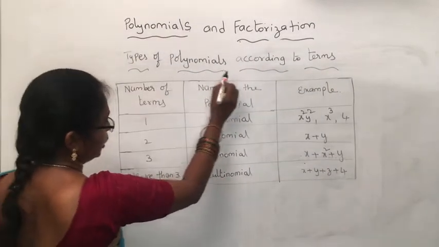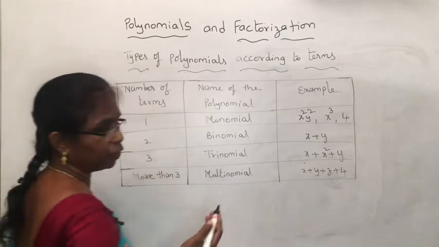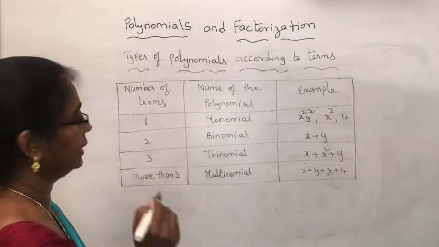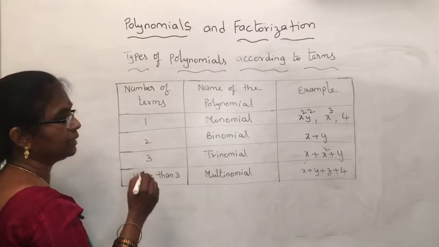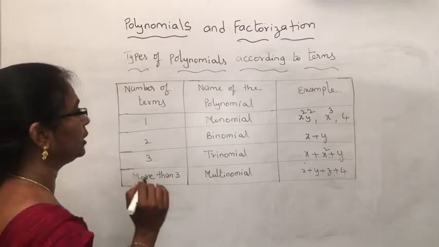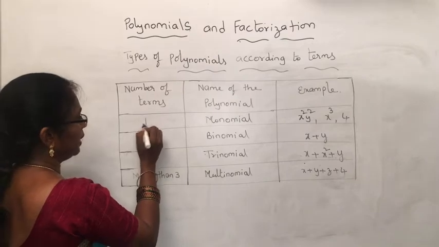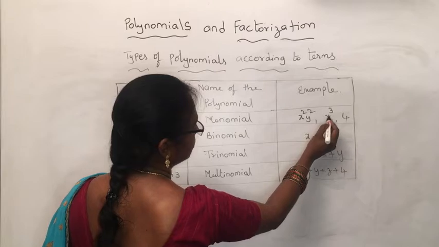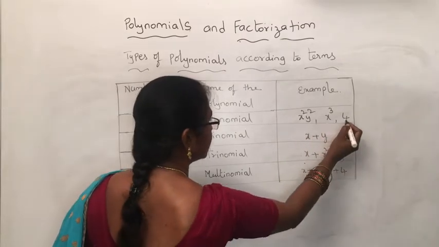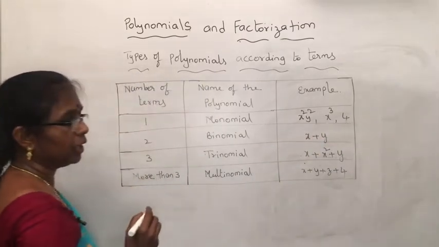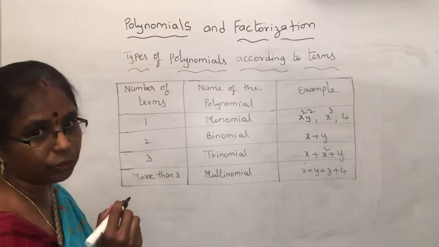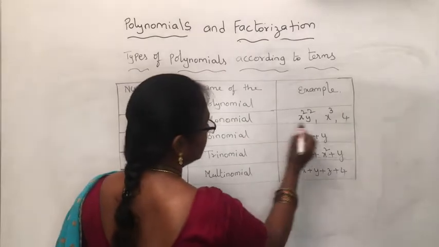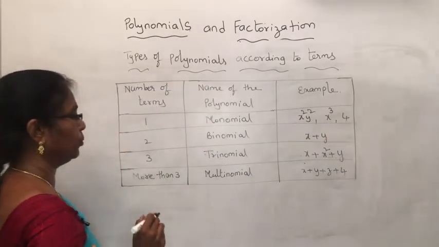Now, types of polynomials according to terms. Before that we learned types of polynomials according to degree. Now, terms: how many terms are there? As per the number of terms we call the polynomial. Suppose one term is there, we call it a monomial. For example x square y square, one term, or x cube. Or 4. Why is 4 a monomial? Because we can write 4 as 4 into x to the power of 0, so that comes under one term. So every constant is a monomial.